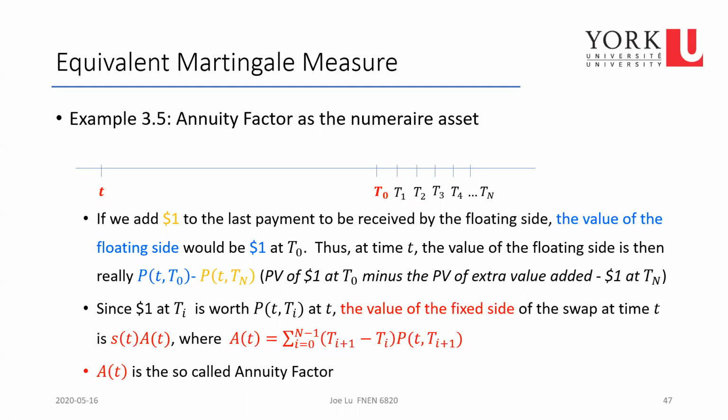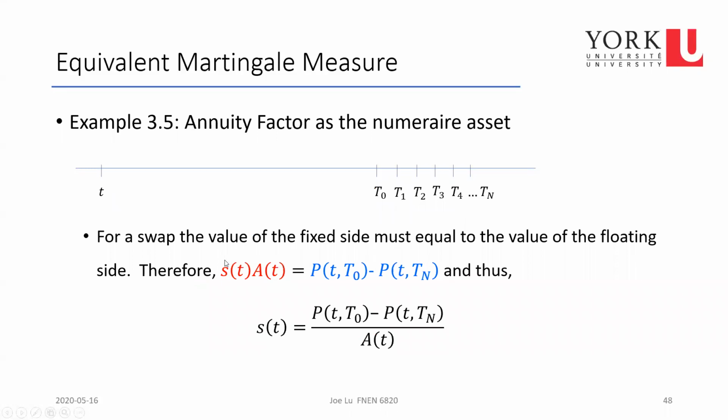So if an annualized rate is 12% and you're looking at quarterly, that'll be 0.25 times the annualized rate. 12% times 0.25 is basically divided by 4. So every period will be 3% times this $1. So you can express the value of the fixed side as this forward rate multiplied by this annuity factor. Okay, so this is an annuity factor.